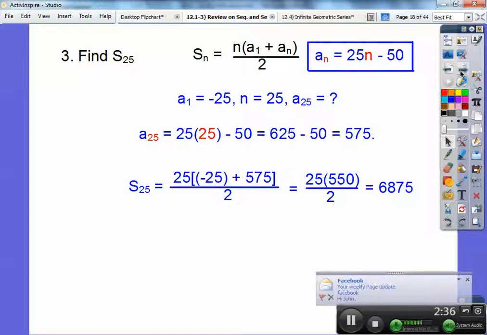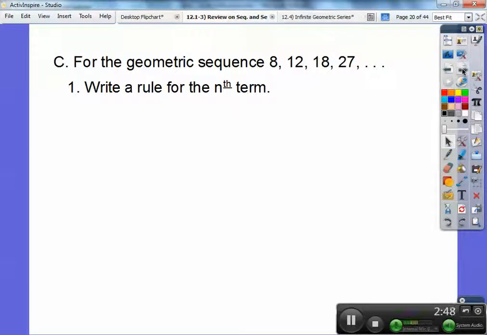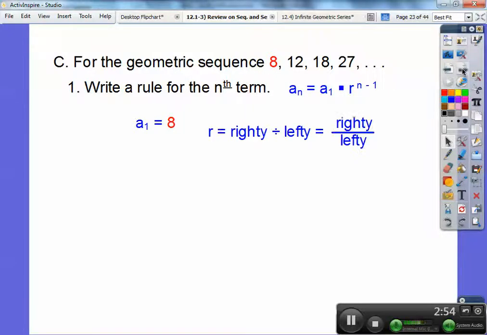We're good. All right, so for the geometric sequence, okay, this one's geometric, so it's going up. This one's not so easy to see, so I got to do righty divided by lefty to get r. Okay, so write a rule for the nth term. There's my formula right there. Okay, so a sub 1 is that 8 right there. Okay, r is righty divided by lefty. So I like picking two numbers, you guys, the smallest two numbers. So I'm going to choose these two guys right here. So right number divided by left number.